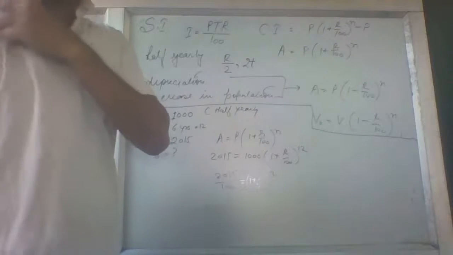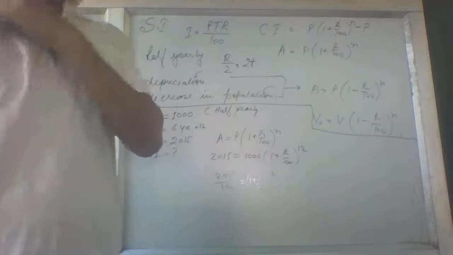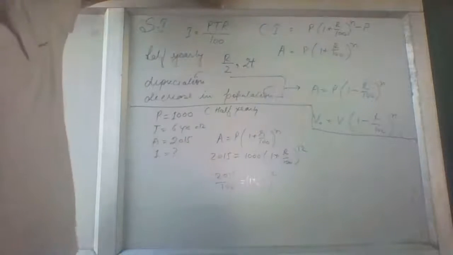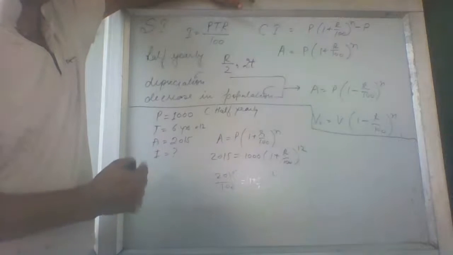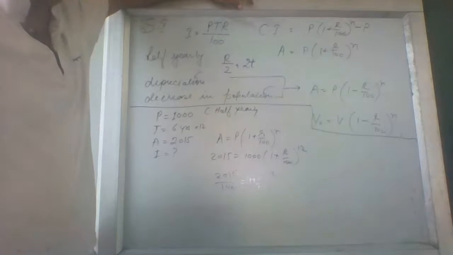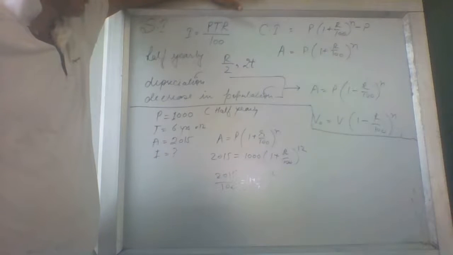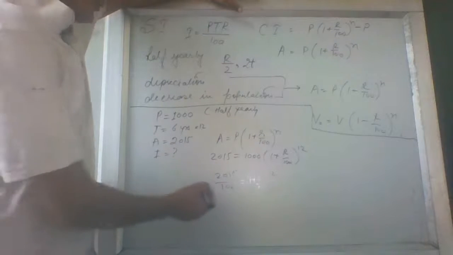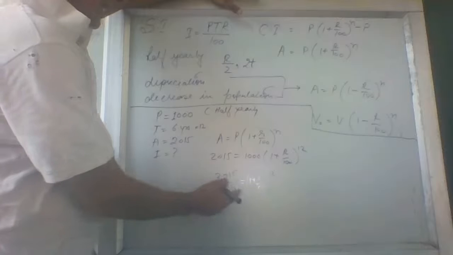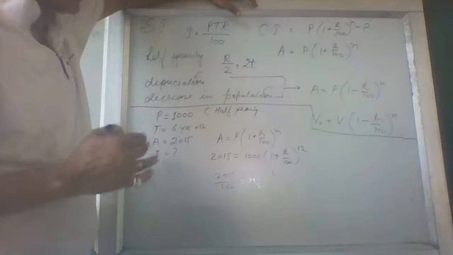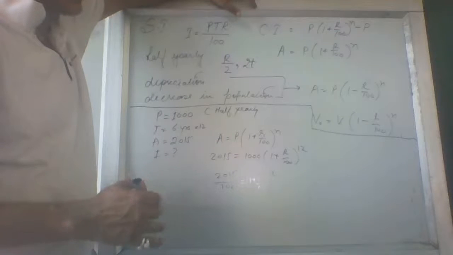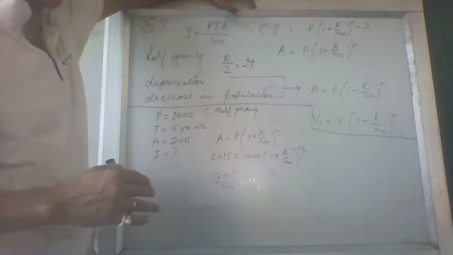favorable condition comes. So for that, we will sort it out. How we will solve it? We have to solve it in a different manner so that we can easily find out the value of r. So what we will do? 2015 upon 1000. 1000 means 10 into 10 into 10, 10 to the power 3. But still it is not 10 to the power 12.